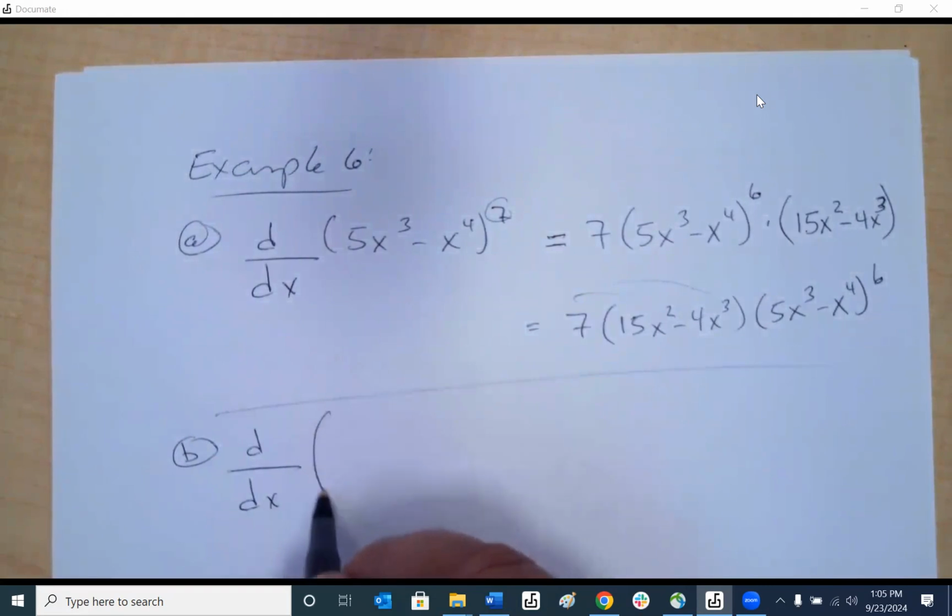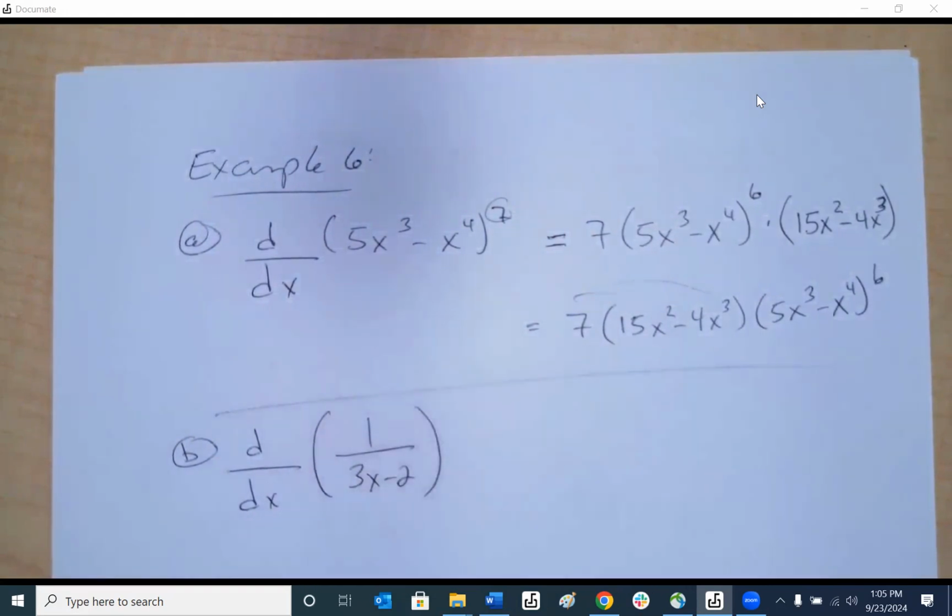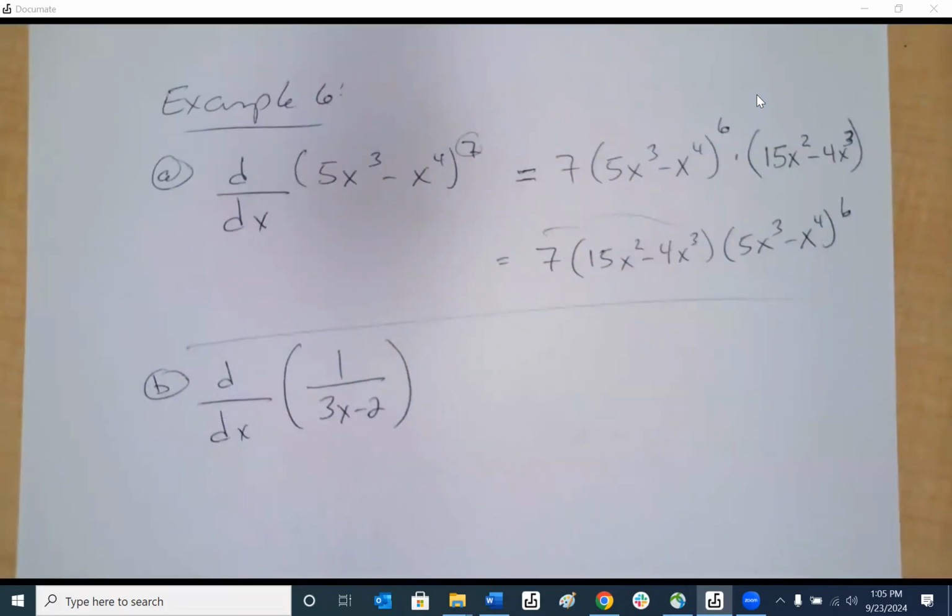The derivative of 1 over (3x minus 2). Do it without using the quotient rule. Use the chain rule. Anybody have an idea how to do that?